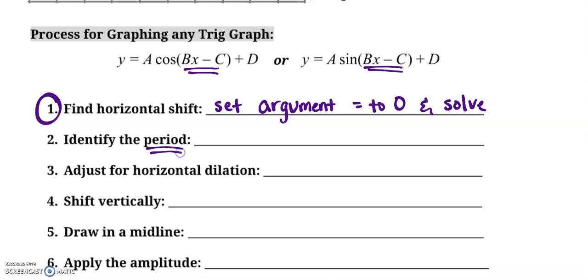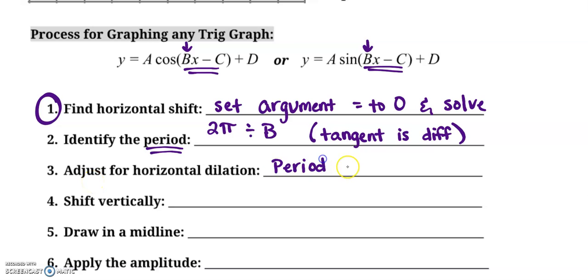To identify the period, you're always going to take 2 pi and divide it by the b value. The b value is the number right inside, in front of the x value. I'll make a little note that tangent is different, you'll see in a little bit. But for now, 2 pi divided by b will get you your period. And then to scale the horizontal axis, you take the period and divide that by 4.